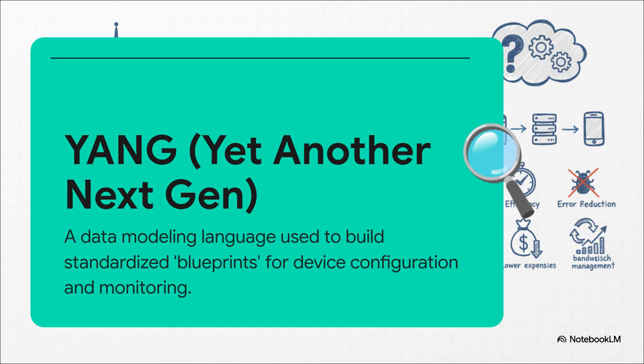Okay, so if JSON is the data itself, then what on earth is YANG? Well, think of YANG as the rulebook. It's the blueprint that defines exactly what a valid configuration is supposed to look like for a specific device. Simply put, YANG is the empty form, and JSON is the data that you write in the blanks.